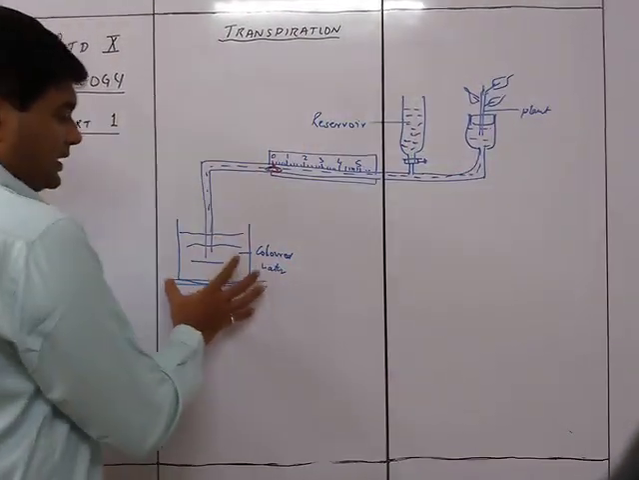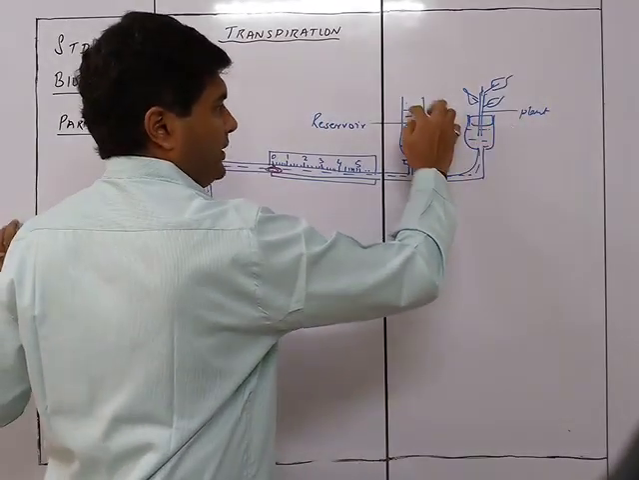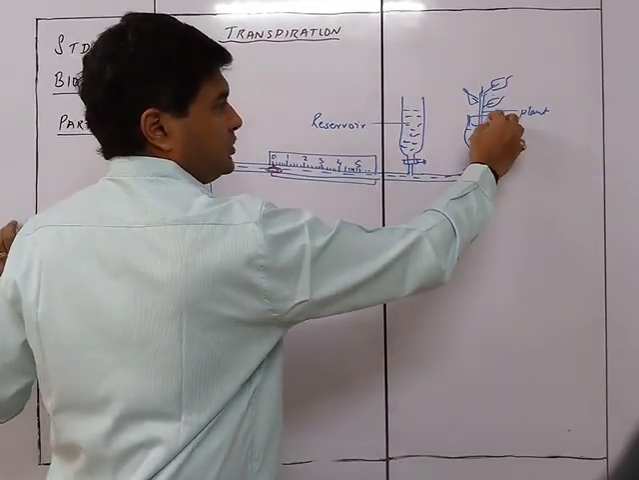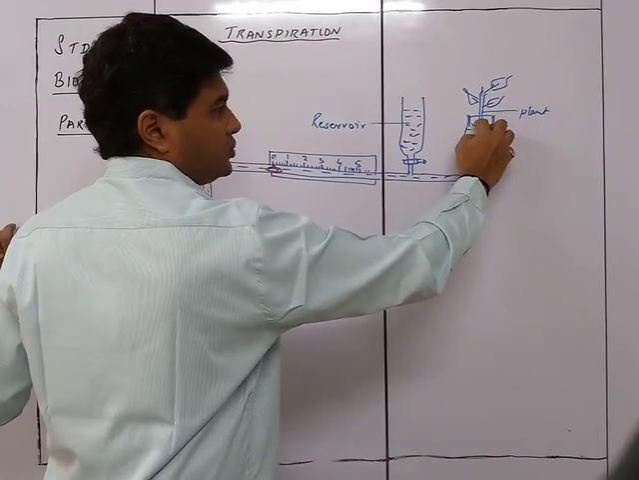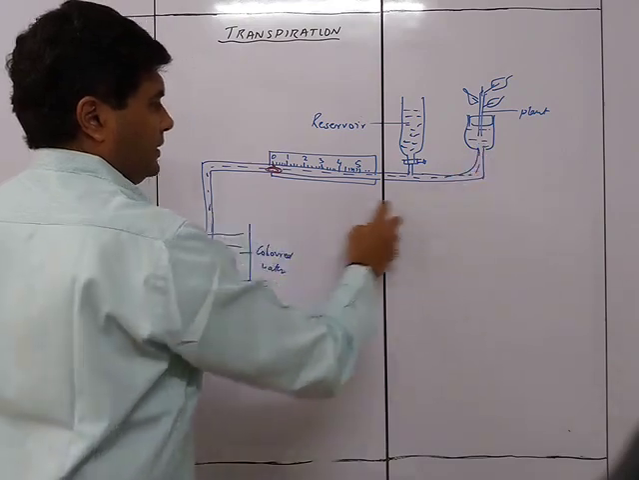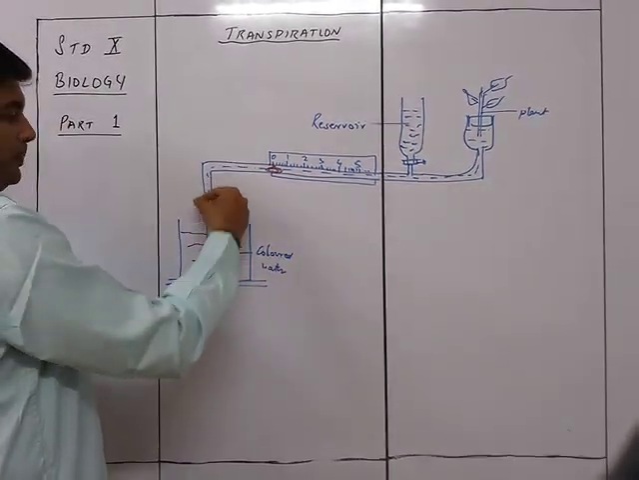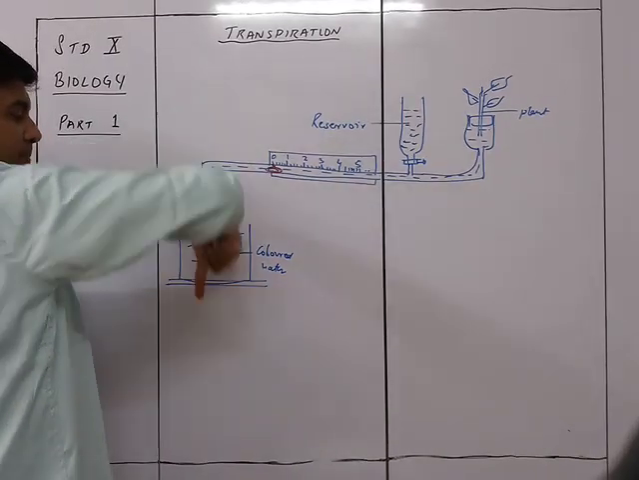Colored water is put over here. The whole tube is filled with colored water till this point, and over here also there is colored water. This is sealed completely so that no evaporation takes place. A plant is put over here, and over here is a scale. Now to start the experiment, you take this stick upwards and put it back again.